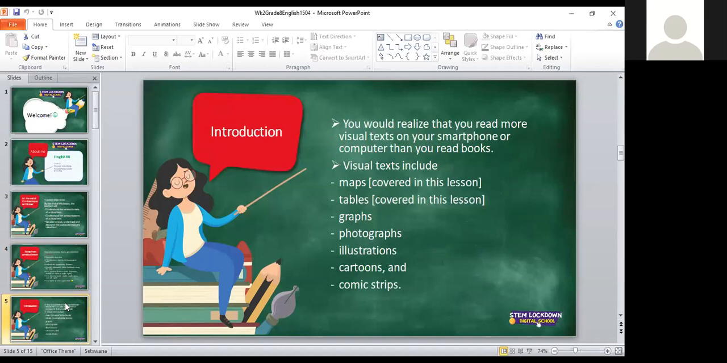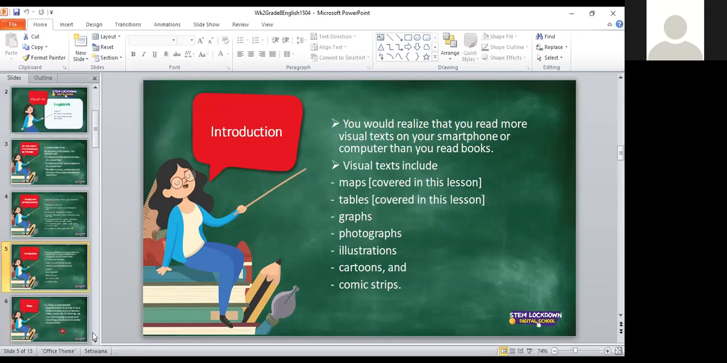Like I just said a minute ago, you will realize that you read more visual text on your smartphone or on your computer than you read books. Visual texts are also called information text with visuals. They include things like maps, which we'll cover in this lesson, tables, which we'll also cover in this lesson, and other visual text include graphs, photographs, illustrations, cartoons, and comic strips. Let's continue.